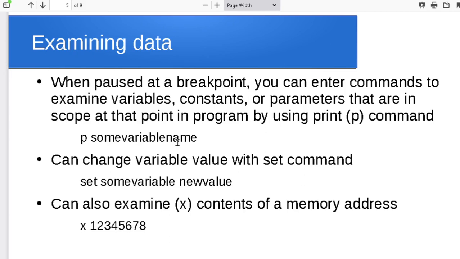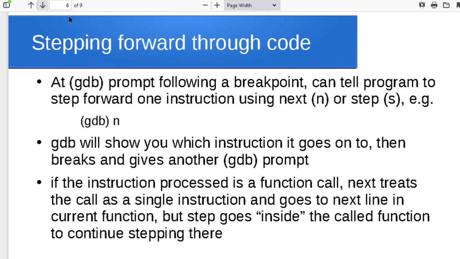However, you can use p or print to look at a variable's value. You can also use x for examine to look at the contents of memory. So just give it the memory address that you're interested in. And of course, if you've got pointers floating around, then you can use p to print out what the address stored in the pointer currently is. So you can then use that address to go look at what's in some place that a pointer is pointing.